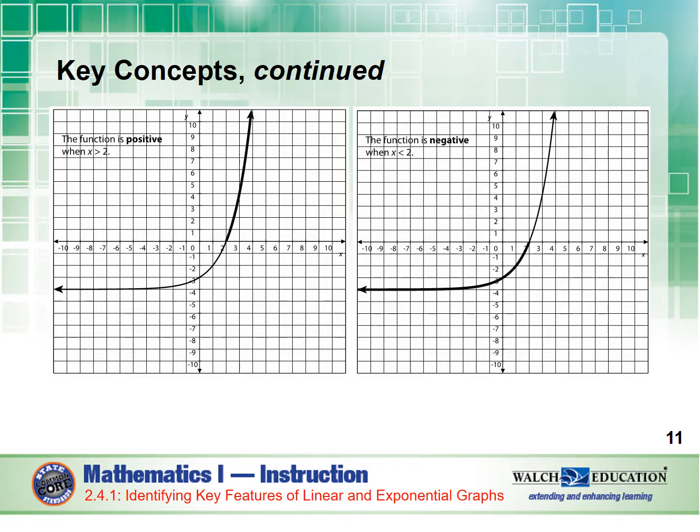All right, now let's look at an exponential function. The function's positive when x is greater than 2, so right here, when x is greater than 2, and it's negative when x is less than 2. It's in our negative quadrants, meaning quadrants 3 and 4.